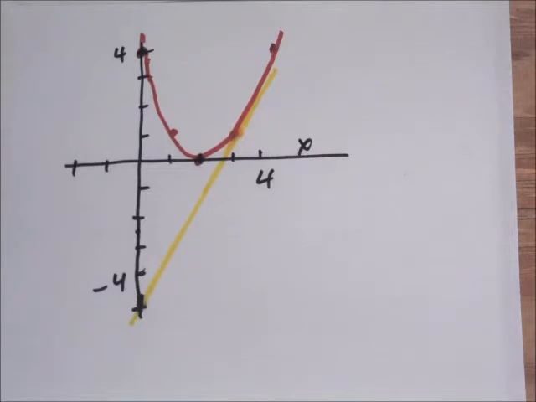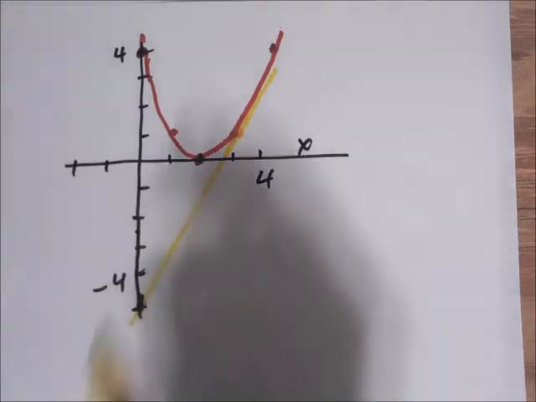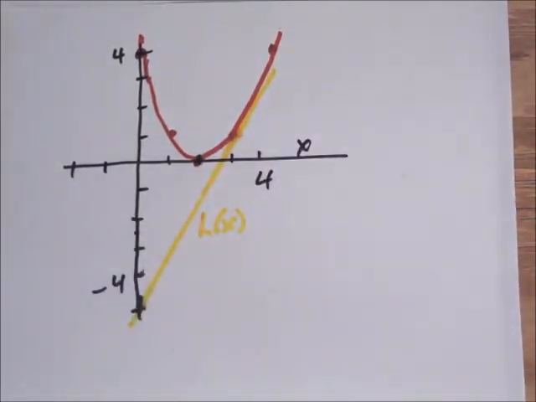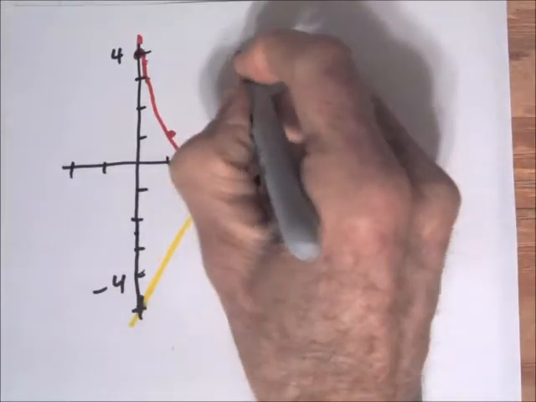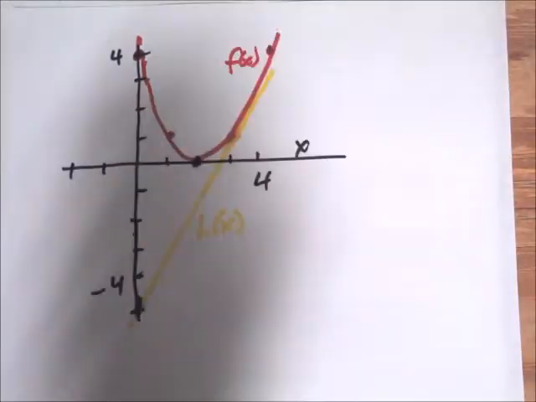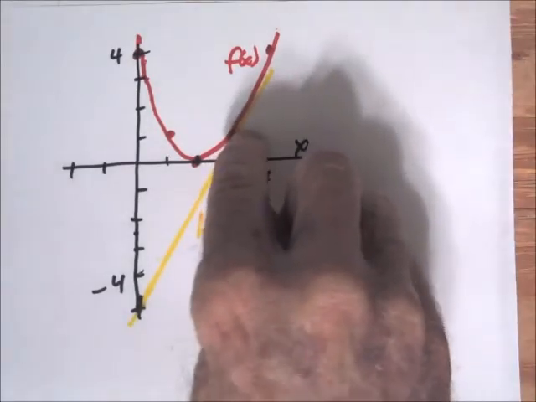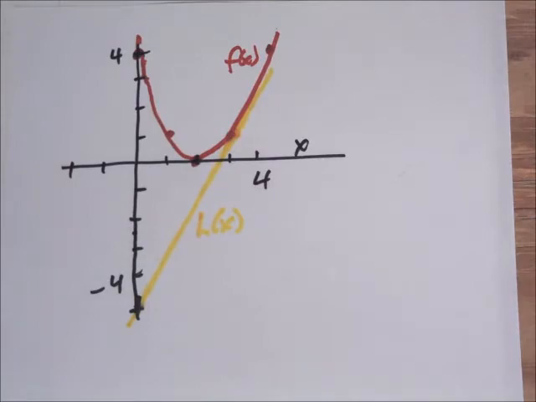So anyway, this is L of x here, and this is our original function f of x in red here, and the linear approximation is pretty accurate as long as we don't stray too far from the tangent point, the point of tangency.